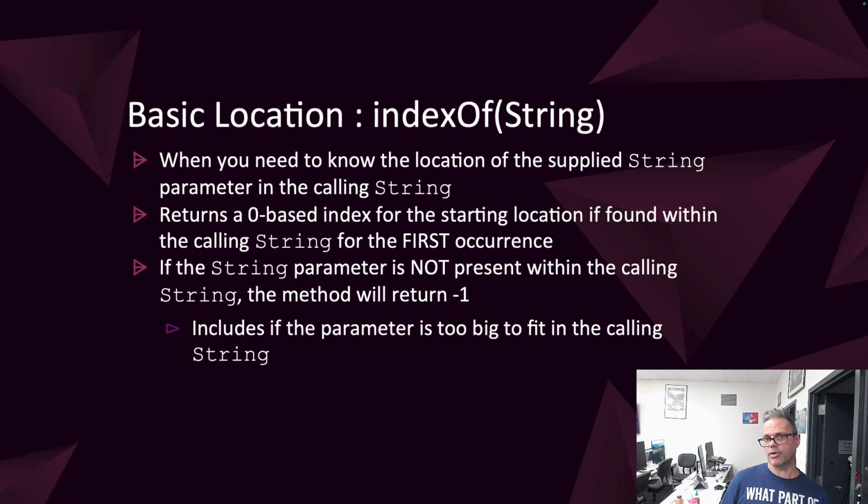Basic location. So if you want to look inside a string and find where something is, we use the indexOf with a single string parameter. So we want to find where inside the calling string that supplied parameter is. And so it returns a 0-based index for that starting location if it's found within the calling string from its first occurrence. If it has multiple occurrences, that doesn't matter. When we're using indexOf, it's just looking for that one spot right there. If the string parameter is not present in that calling string, the method returns a -1. That includes also if the parameter is too big to possibly fit inside it. So obviously you can't fit a bigger word inside a smaller word, so that would return -1 as well.